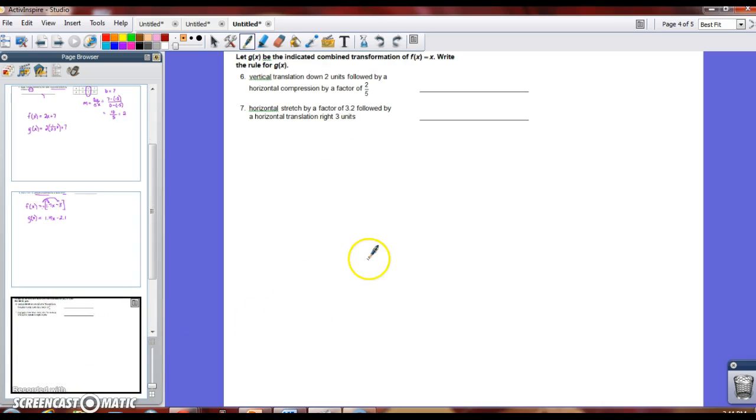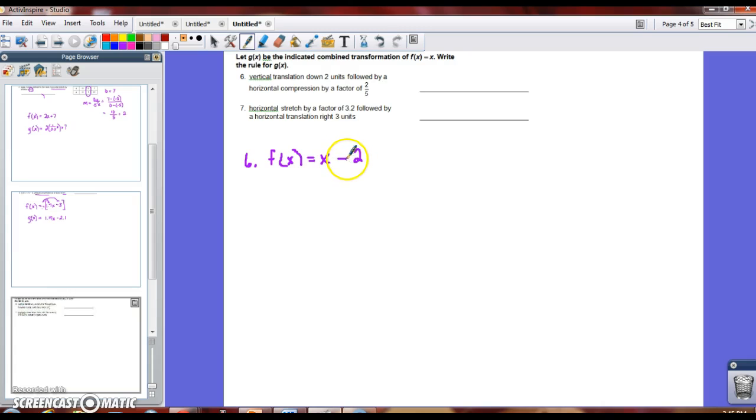Okay, number 6 and 7. This is combining two different transformations at once. So we'll start with number 6 here. In number 6, we're starting with f of x is equal to x. Now, remember with a vertical translation, we just tack that number on the end. So because I'm going down 2 units, I end up with f of x equals x minus 2. If it had gone up 2 units, it would have been a plus 2 on the end. It's down 2 units, so it's minus 2.